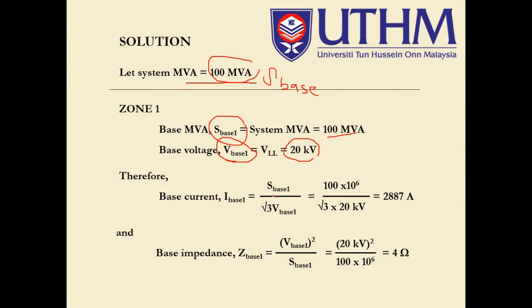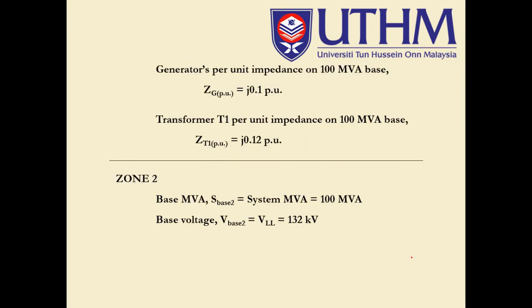So base current I base equals S base over square root 3 V base, so 100 MVA over square root 3 times 20 kV. And base impedance Z base 1 is V base squared over S base: 20 squared over 100 multiplied by 10 to the power of 6, 100 MVA, giving 4 ohms for Z base 1.